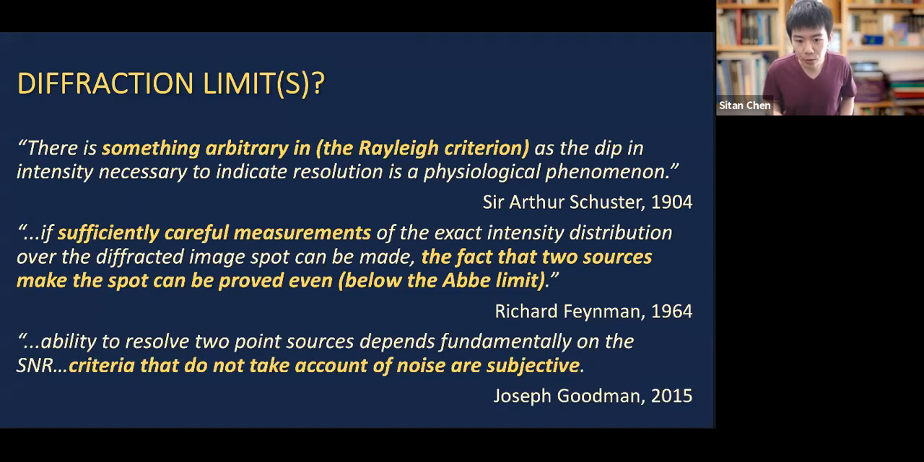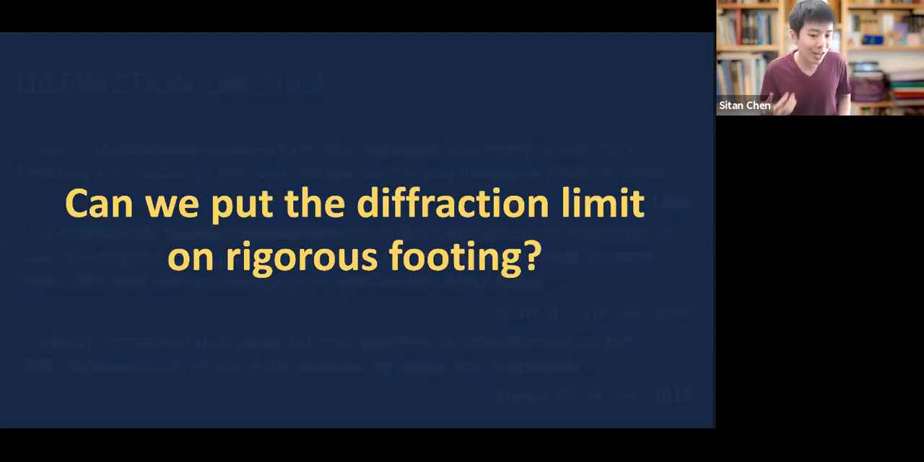And decades later, Joseph Goodman points out that any criterion that fails to take into account any notion of signal to noise ratio, which comes from things like shot noise from finite exposure times, must be a subjective notion of diffraction limit. So again, it's not just us asking this, but really a long-standing debate in the physics community of whether the diffraction limit for classical optical systems has any kind of rigorous meaning. And that's going to be the question that we're going to tackle in this work.